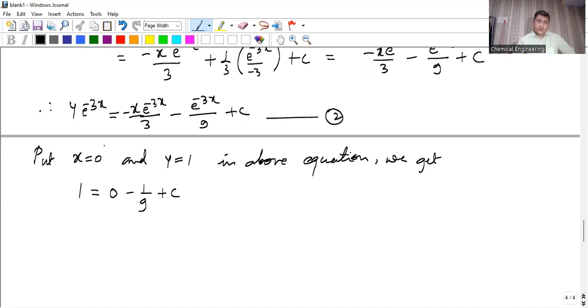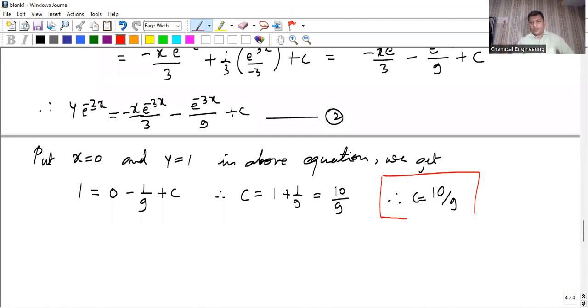Yes, sir. Are you getting this? Because if I put x is equal to 0, y is going to be 1. So this term is going to be 1 and y is 1. That's what we'll be having. And hence, c is equal to 1 plus 1 by 9, so it is going to be 10 by 9. Are you getting the value of c? Yes, sir. Okay, that's good. So you got c is equal to 10 by 9.